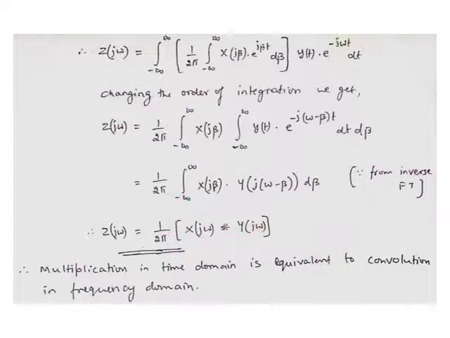This is how the proof works for modulation or multiplication of continuous time signals, which can be represented in terms of convolution in the frequency domain.